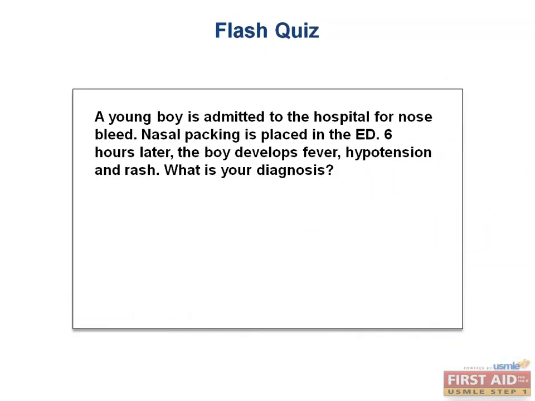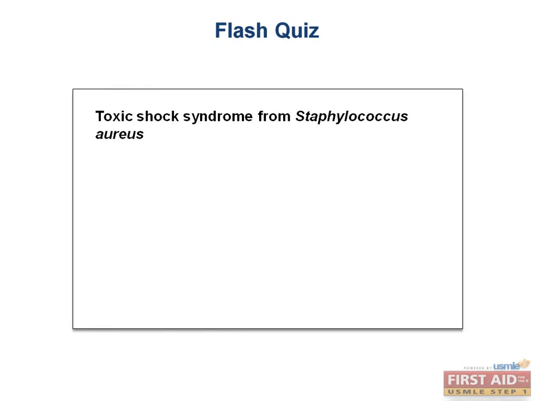Time for another flash quiz. This time, a young boy is admitted to the hospital with epistaxis. Nasal packing is placed in the ED. 6 hours later, he develops fever, hypotension, and a rash. What is your diagnosis? The answer is toxic shock syndrome, likely from Staph aureus.